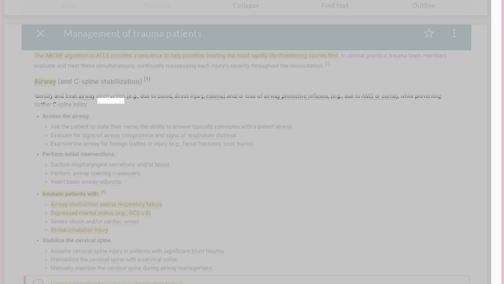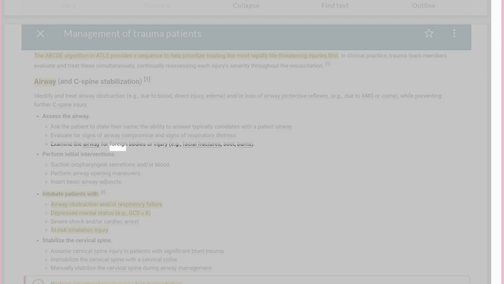Identify and treat airway obstruction, for example due to blood, direct injury, edema, and/or loss of airway protective reflexes, for example due to AMS or coma, while preventing further C-spine injury. Assess the airway. Ask the patient to state their name. The ability to answer typically correlates with a patent airway. Evaluate for signs of airway compromise and signs of respiratory distress.